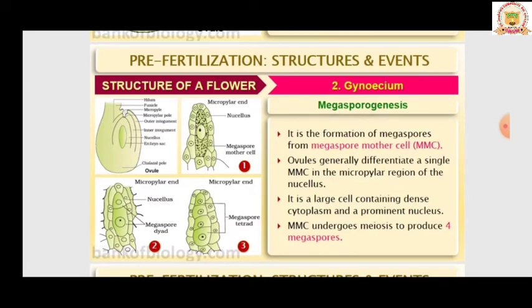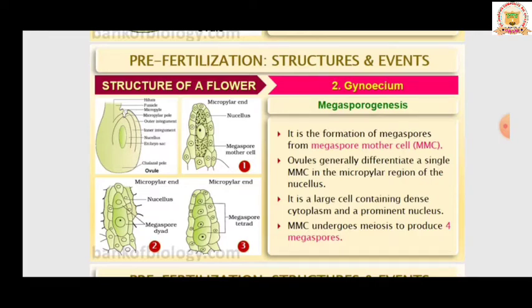What do you mean by megasporogenesis and how is this process carried out in plants? It is the formation of megaspore from megaspore mother cell. So what is megasporogenesis? Megasporogenesis is the formation of megaspore from megaspore mother cell. One more question they can ask you: define megasporogenesis. The formation of megaspore from megaspore mother cell is called megasporogenesis.